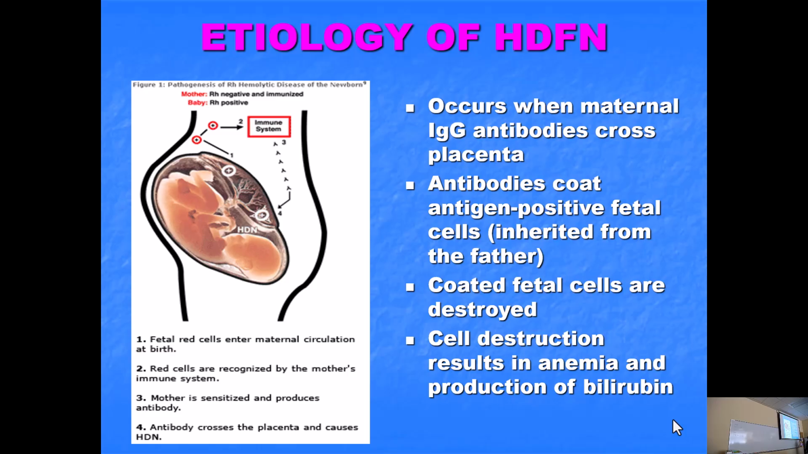Sometimes it may not happen with the first pregnancy. It may happen more with the second pregnancy. It depends on what stimulated the antibody production. So maternal IgG antibodies cross the placenta. The antibodies then coat antigen-positive cells, oftentimes inherited from the father. That's why the babies have it. The coated fetal cells become destroyed, and the cell destruction in the baby is going to result in anemia and production of bilirubin.